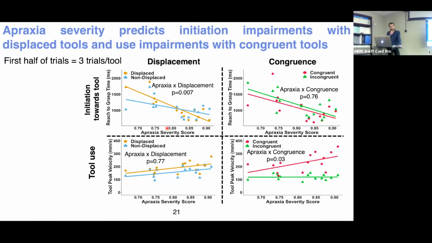Okay. The way I think about it is that incongruent tools are challenging for everybody. And in addition to that, the apraxics also have problems with congruent tools, whereas when you're neurotypical, you don't have that challenge.